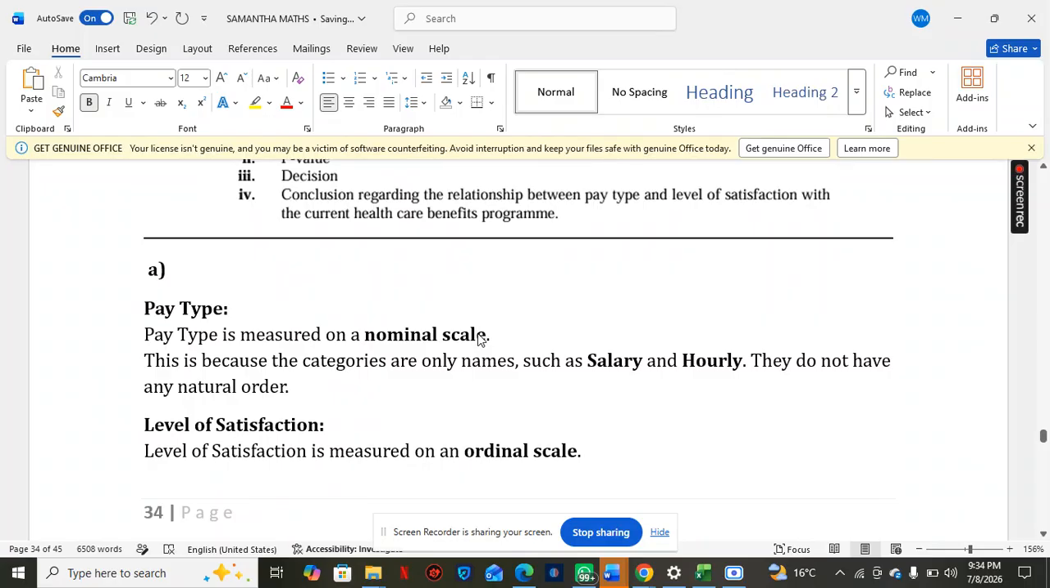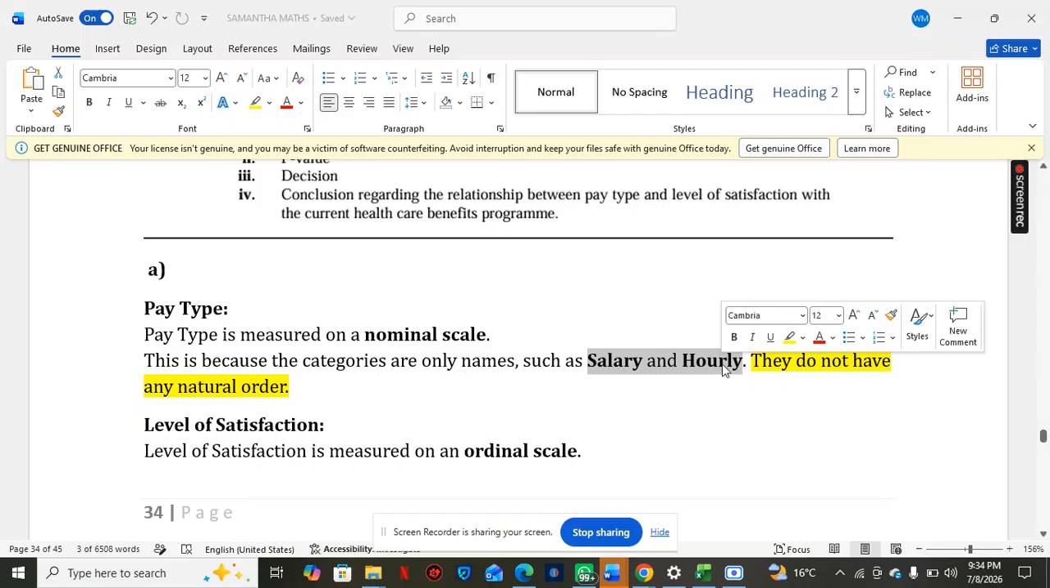What is a nominal scale? It's a scale where it's only names of the variables and there is no order. You can't rank one greater than the other. For example, salary and hourly. You cannot say salary ranks higher than hourly and vice versa. So that is a nominal scale, where the variables cannot be ranked according to any order. It's just the names of the variables. That's a nominal scale.